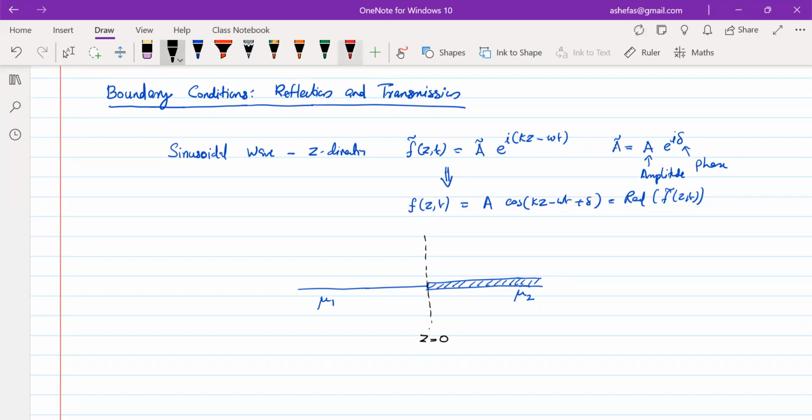Okay, suppose you produce some wave here, which you can do by just oscillating one end. If you produce a wave here, it would propagate along the z direction. Now when it reaches this boundary at z equal to 0, some portion of this wave would get reflected, and some portion of the wave would get transmitted.